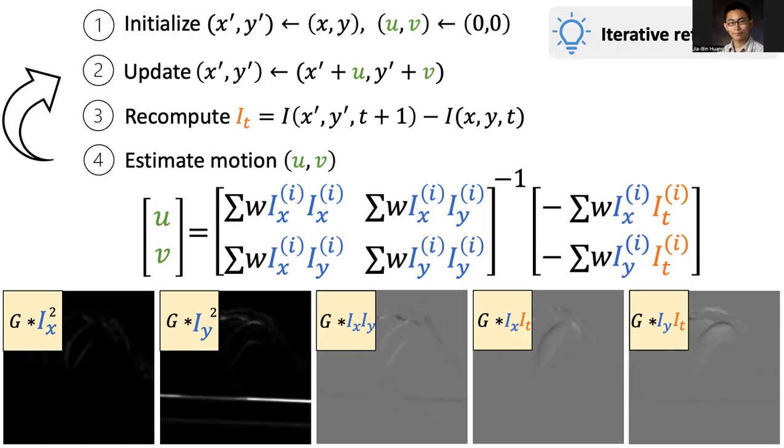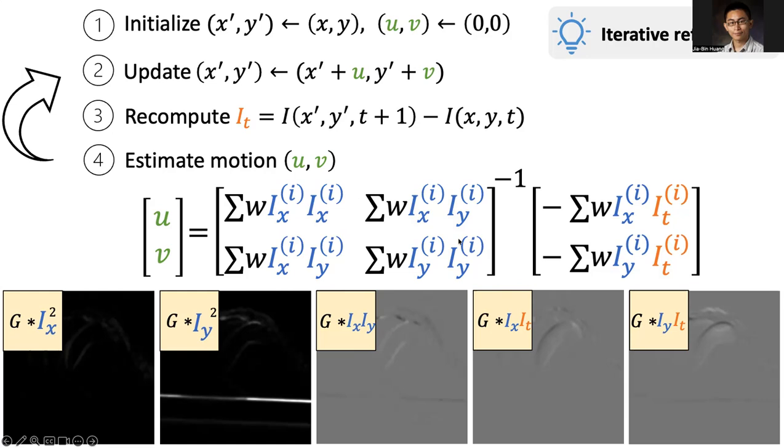Yeah, so you start with U and V. Your initial guess U and V is 0, right? Because you don't know what the motion is, and once you estimate it, you get a new U and V. Then you can update your positions of x prime, y prime, right? Maybe this is 1 pixel to the right and 0.5 pixel up. And once you have this new x prime, y prime, then you can re-estimate what the temporal difference is, and then you use this equation.